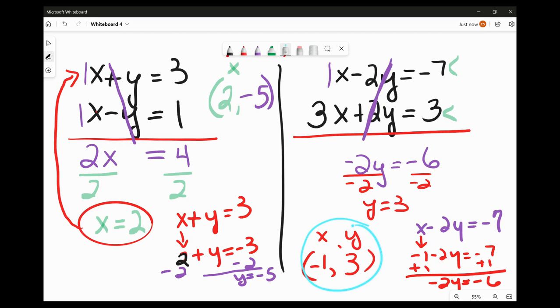And that's my answer. Now, if I wanted to check this, I could plug the -1 in for this x and the 3 in for this y and make sure it's a true statement. That's how you can verify that your work is correct. We're going to do a couple more problems.